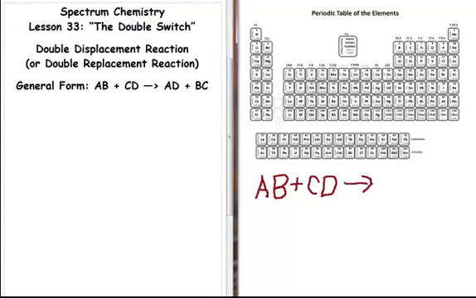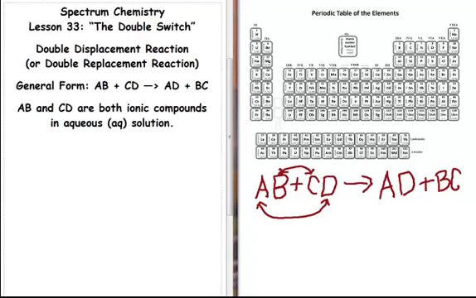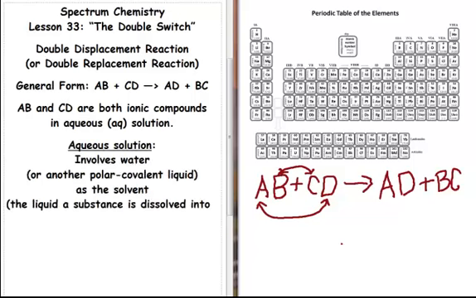The arrow then shows the reaction continuing to produce two new compounds in which the original reactants exchanged partners. So we have products AD and BC. The reactants are both ionic compounds in aqueous solution. Remember what aqueous solution is. It involves water or another polar covalent liquid as the solvent, being the liquid a substance is dissolved into.